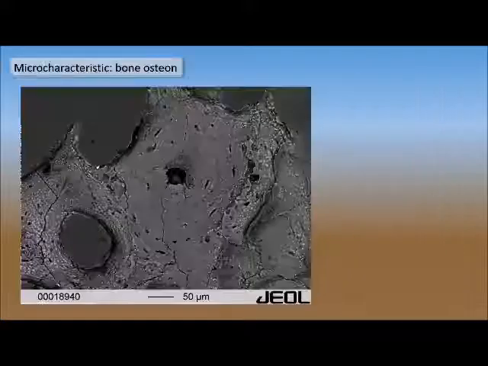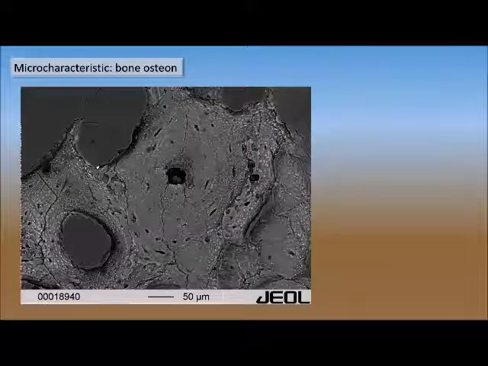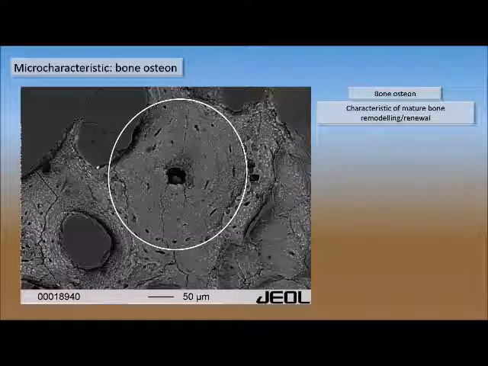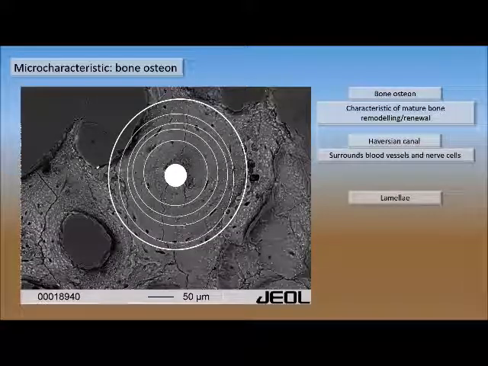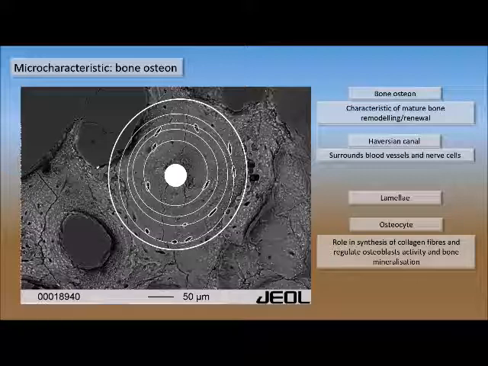What else? Well, a bit further, we looked at a thin section using SEM, and we found a bone osteon. Osteons are characteristic of mature bone remodeling and renewal. So basically, if you break something, or when your bone needs to mineralize, they repair, they create those kind of little structures. It has preserved the Haversian canal, which is here. It surrounds blood vessels and nerve cells, the lamellae, and the osteocytes. The osteocytes have a role in the synthesis of bone collagen. So I'm just putting that out there.